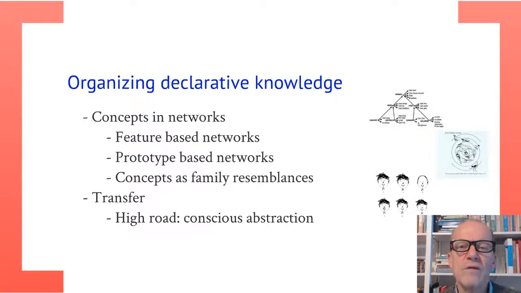In cognitive psychology, three major distinctions have been made. Three major organizing principles have been distinguished as far as the storage of concepts in long-term memory is concerned. Feature-based networks, prototype-based networks, and concepts as family resemblances. We will discuss each of these three types of organizations.